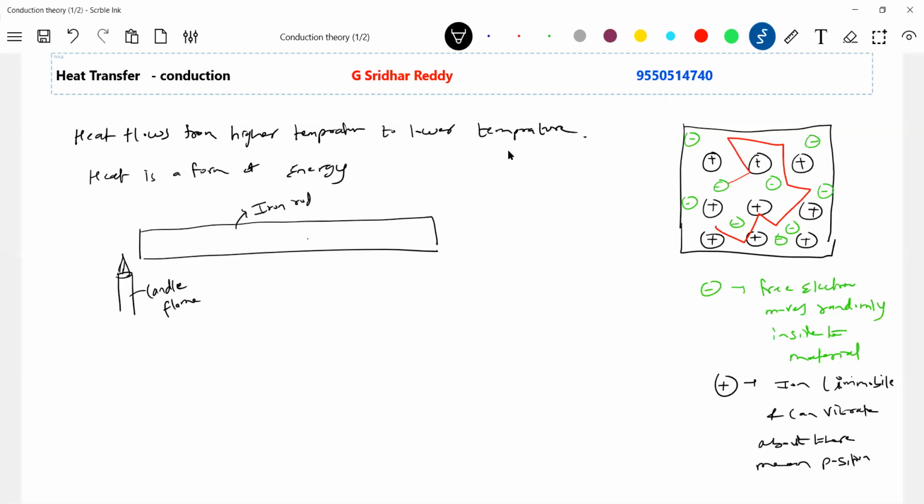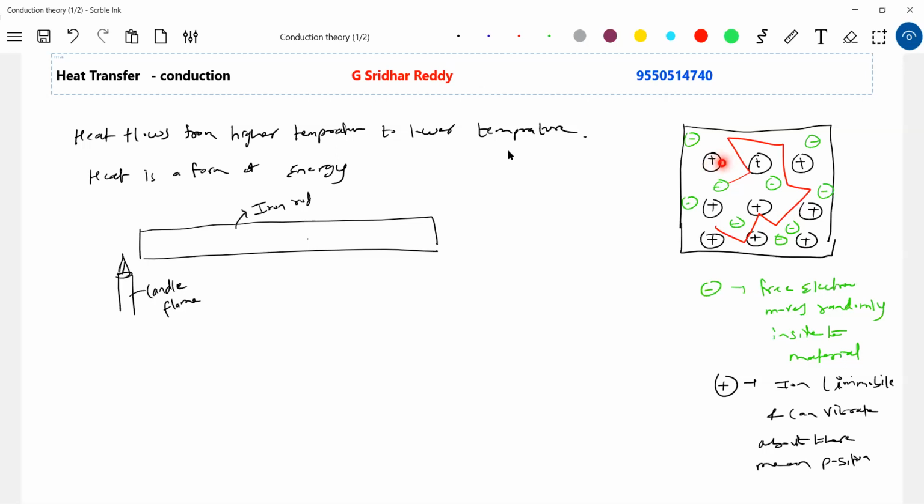As the temperature increases, the vibration of atoms will increase, and also the random motion of the free electrons will increase. What is the modern definition of temperature? It is the degree of random vibration of atoms about their mean position, meaning how rigorously the atoms are vibrating. If the amplitude of oscillation is more, then temperature is said to be more. That's what the modern definition says.